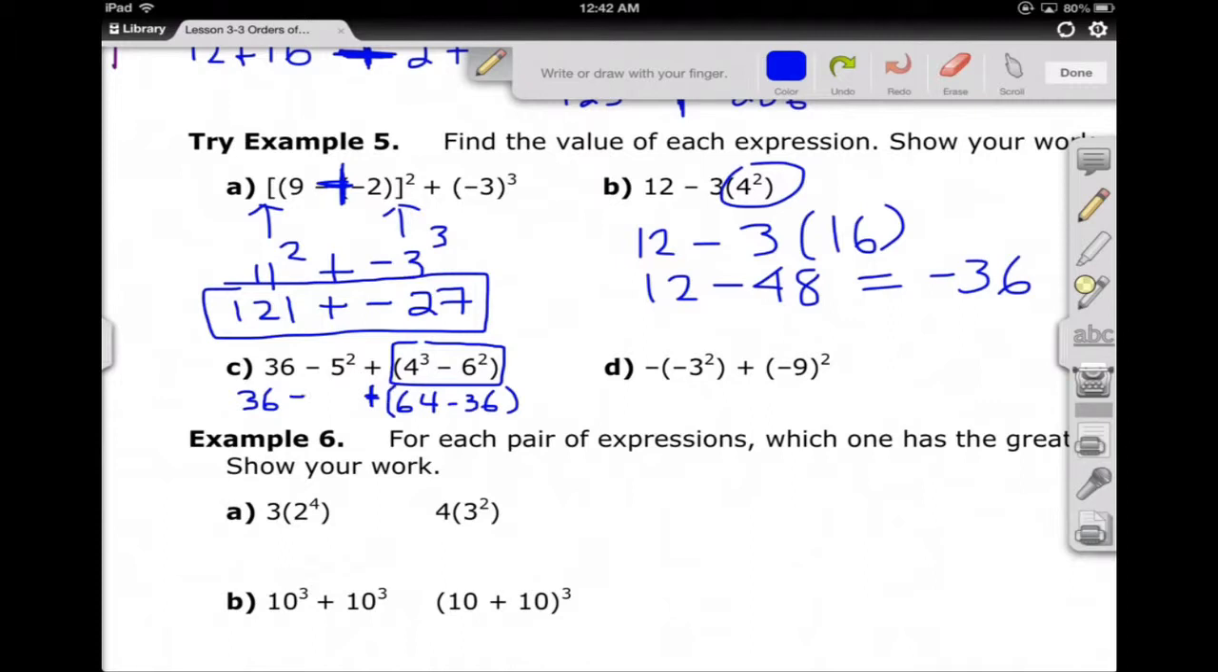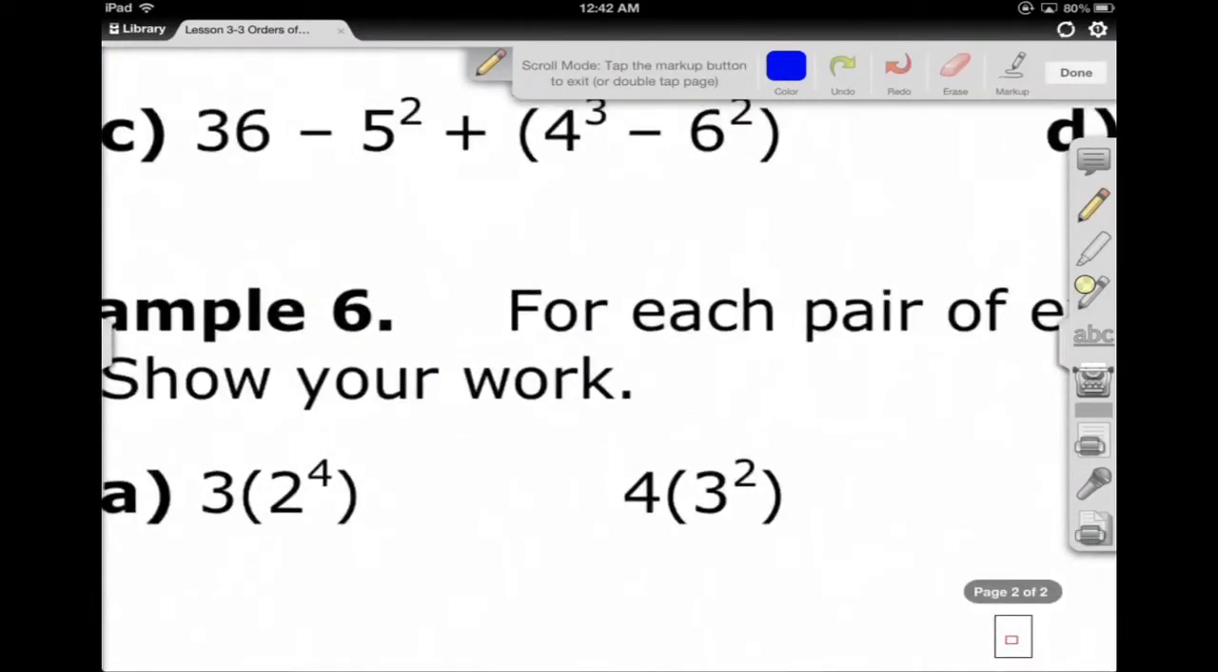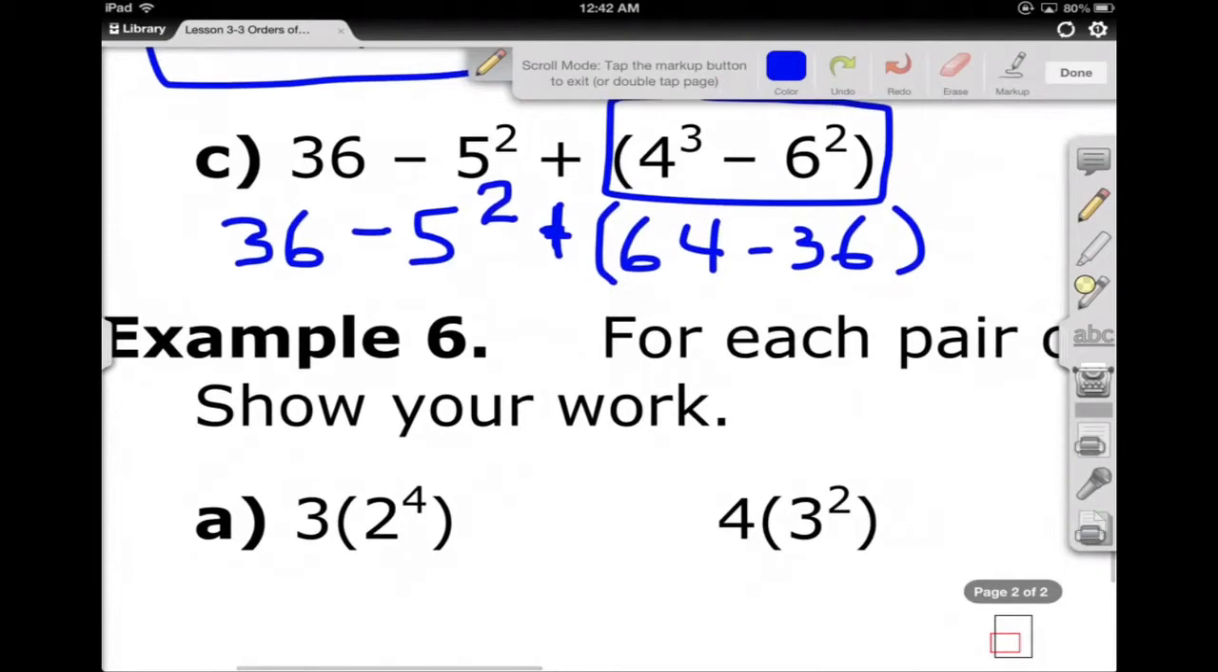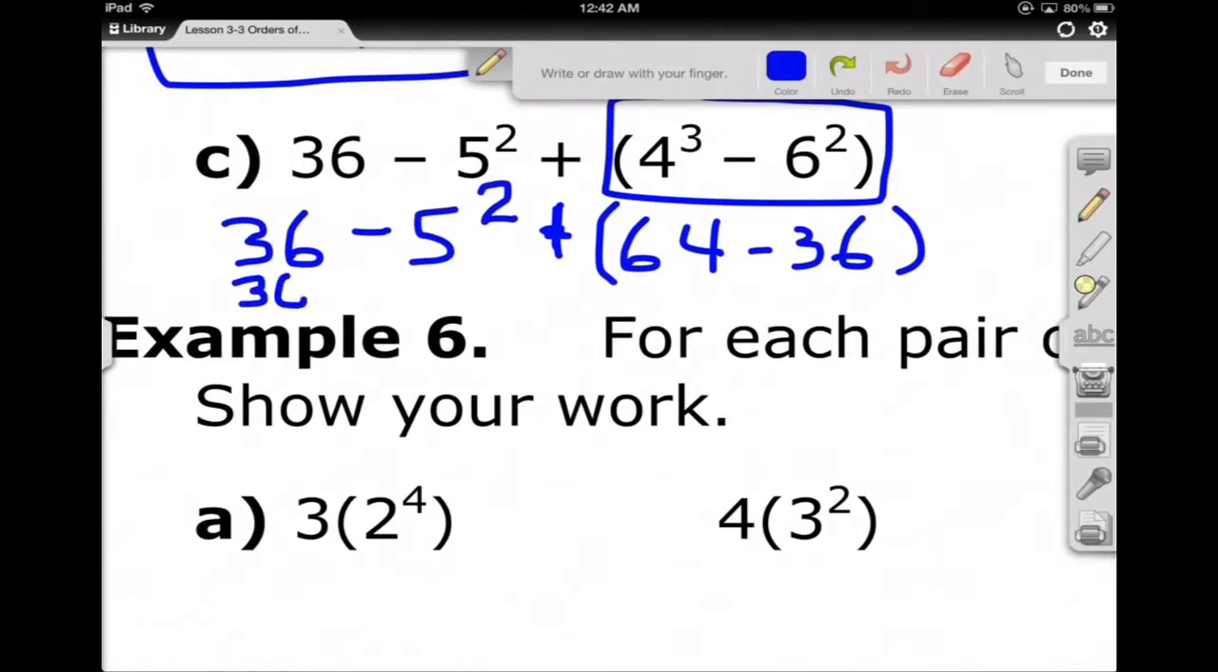Here we go. Minus 5 squared. So that's the first part of that question. The second part of the question, let's see if I can zoom right in here, would be to finish this off, which would be 36 less 25 plus 64 less 36. If it doesn't come to you right away, nothing wrong with doing this.